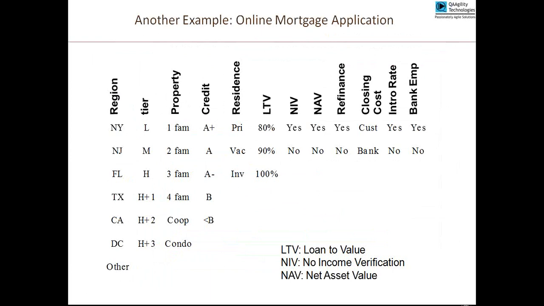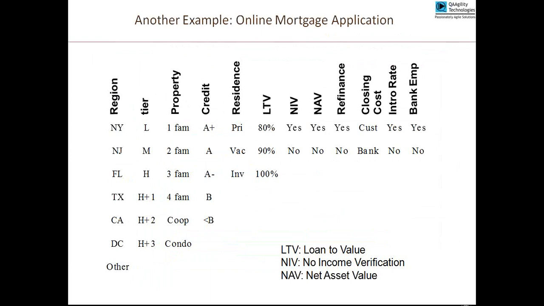Then no income verification, whether it was done or not, net asset value, whether it is done or not, whether it is a refinancing mortgage or not, what the closing cost is and who would bear it, whether it would be the customer or the bank, what the intro rate is, and whether the person applying for the loan is a bank employee or not.